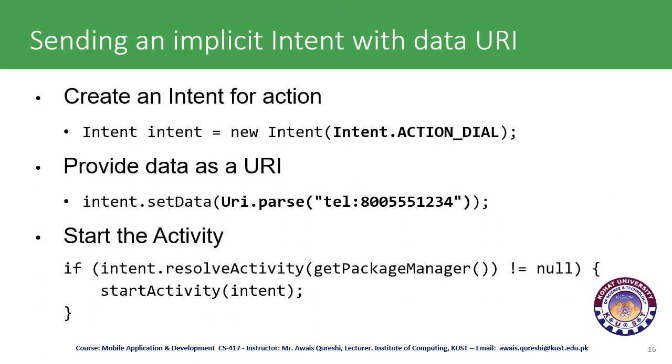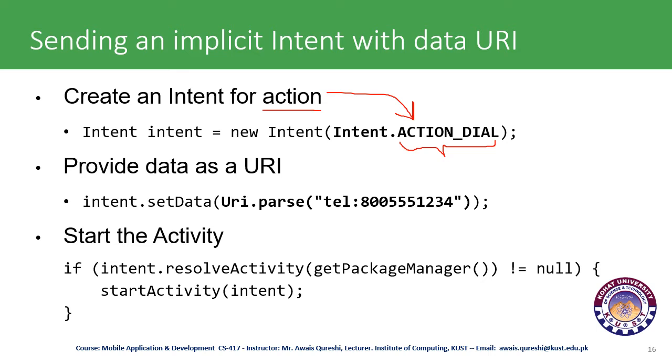How do we send an implicit intent with the data URI? First, we will create an intent for an action. We have seen this before. Intent class, intent object, an intent action dial. So you can see that here we are again performing an action in an intent. We are mentioning an action, and to specify an action, the Intent class has different actions: call and dial, etc. So this is an action. Try to remember these actions so that you can use them in your code.